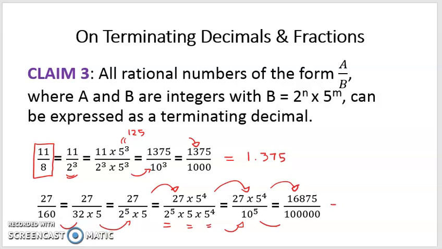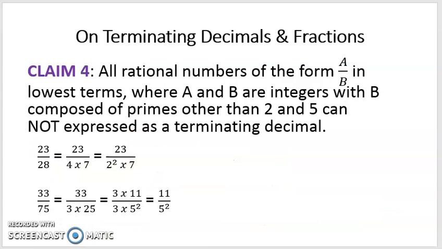So I've now converted the denominator 160 to some power of 10 using equivalent fractions. That's the decimal 0.16875. So again, a fraction with a denominator composed of 2's and 5's can be written as a terminating decimal.